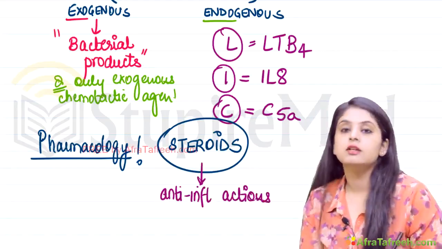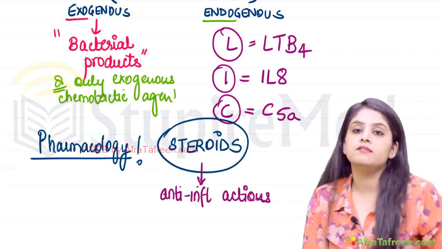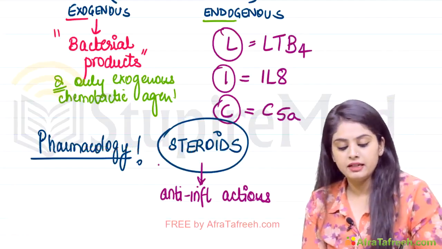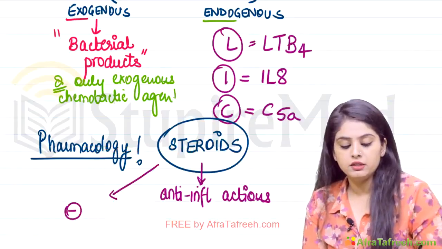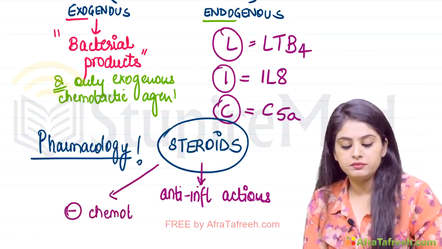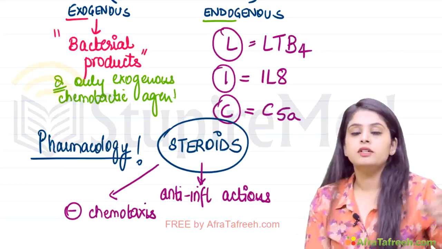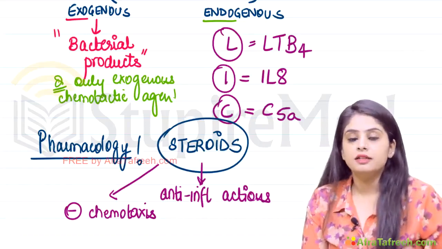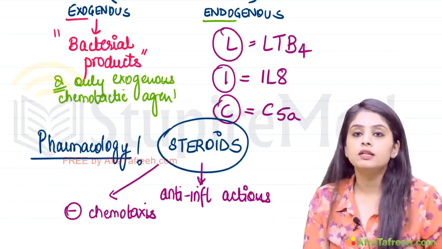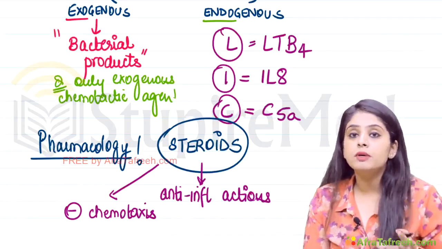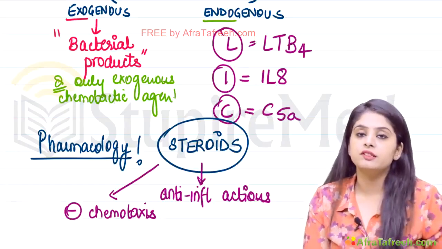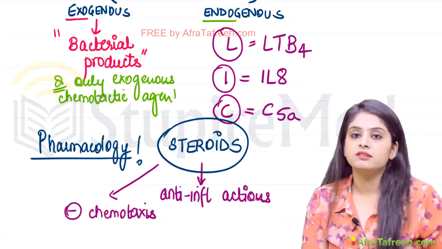Anti-inflammatory actions, but where all does it inhibit inflammation? There are multiple areas. One of them is that it is going to inhibit chemotaxis. So if the WBC cannot reach the bacteria, the inflammatory process will come to a halt, the inflammatory process will stop, and that is what steroids are acting on. One of the mechanisms of steroids is that it inhibits chemotaxis.